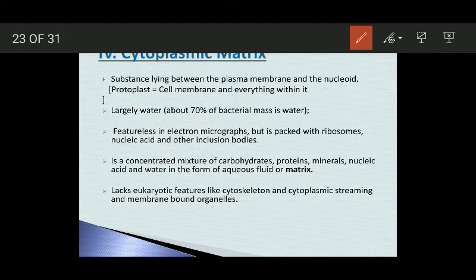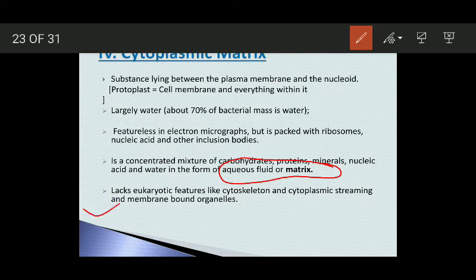The cytoplasmic matrix is actually a mixture of carbohydrates, minerals, proteins, nucleic acids, and water in the form of aqueous fluid or matrix. You can find them in dissolved state, and this mixture of carbohydrates, proteins, minerals, nucleic acids, and water is known as aqueous fluid or matrix.